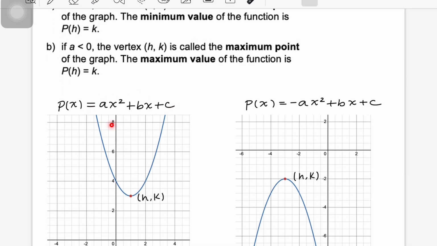This is just our standard quadratic form. And so our vertex looks like this. It's going to be the lowest point on the graph. And we see that our a is positive, so our parabola is opening upwards. On the other hand, we have that our a is negative, our parabola is opening downwards, and this vertex here is the highest point on our graph.